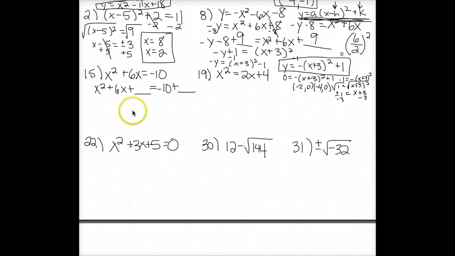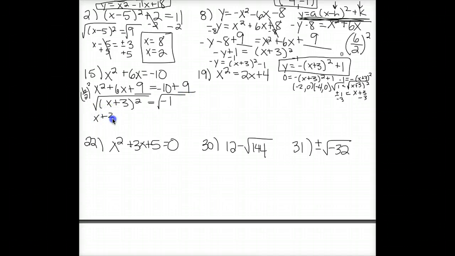So I do that. In this case, the value that completes the square is the same as what was in number 8, because b is 6 again. So 6 divided by 2 squared is still 9. On the left side, factor that as a PST, which is x plus 3 squared. On the right side, -10 plus 9 is -1. Then I square root.